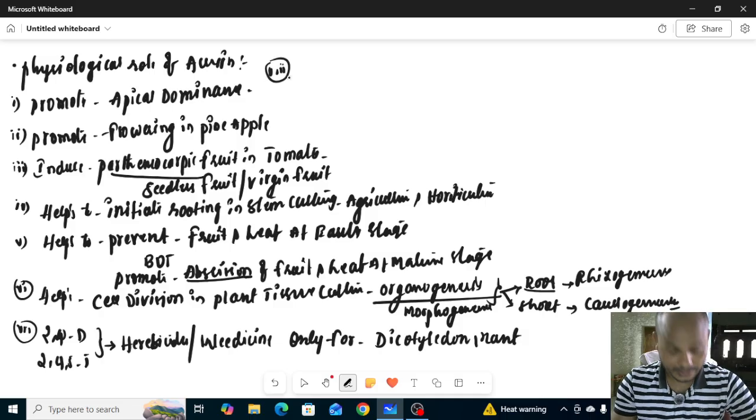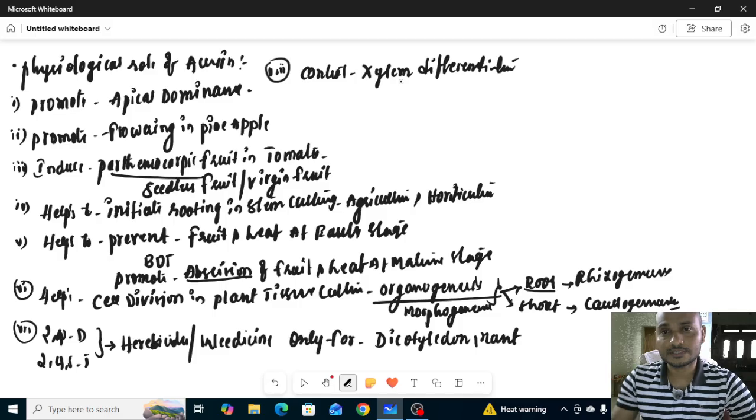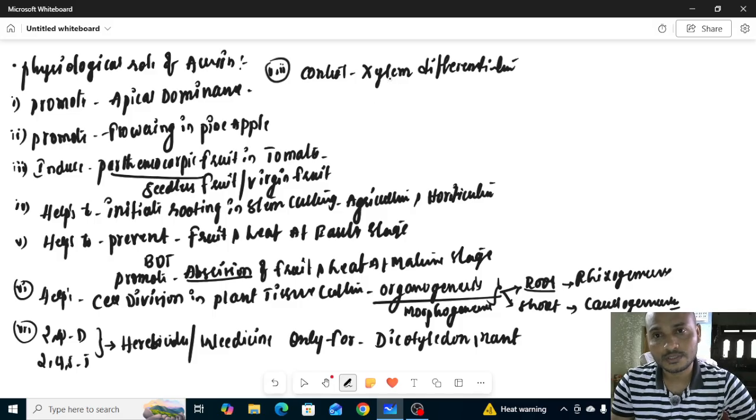And coming to the last and most important role of the auxin, it helps in controlling xylem differentiation. It controls xylem differentiation. Here xylem, we know, is a type of conducting tissue, a type of permanent tissue. So the xylem's role is to transport water, and xylem can differentiate by two developments or two processes.